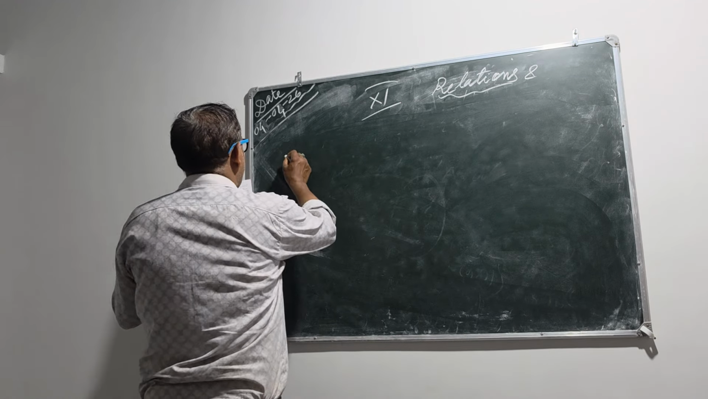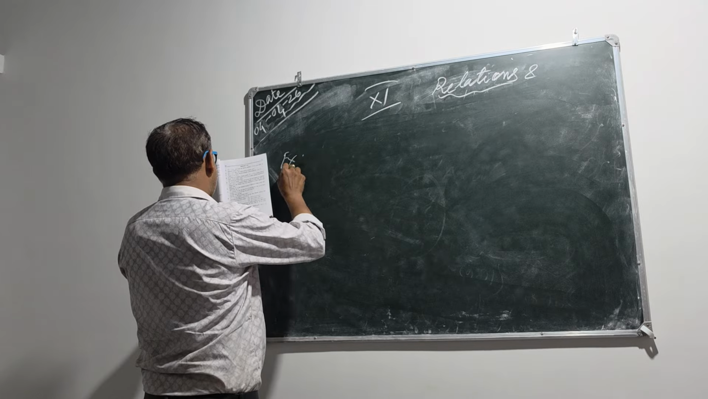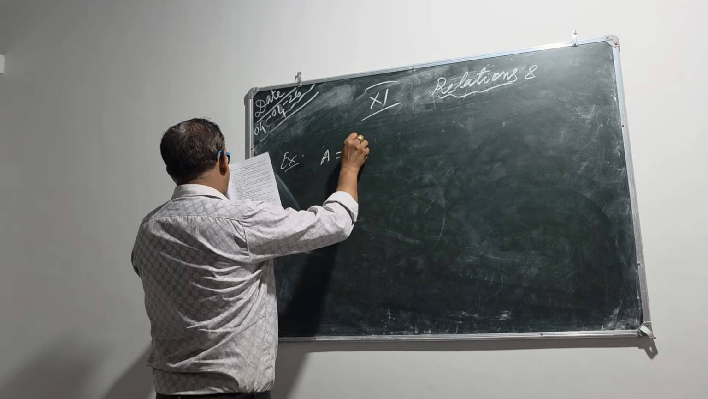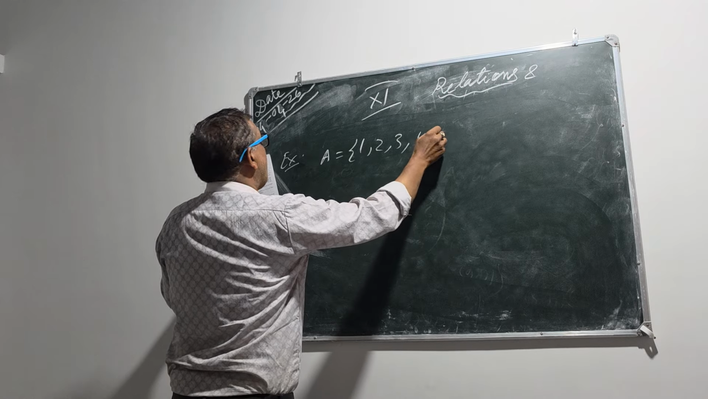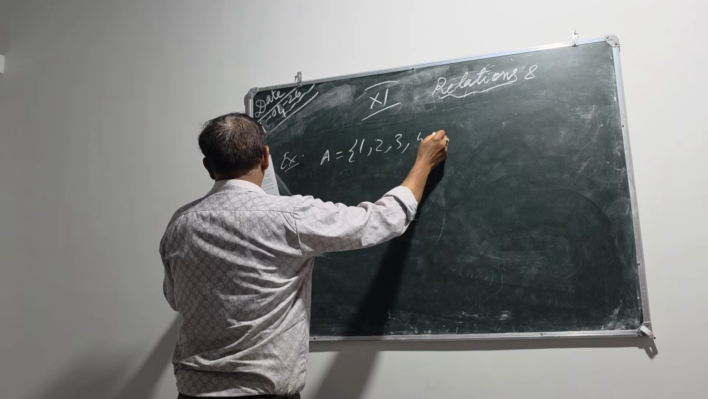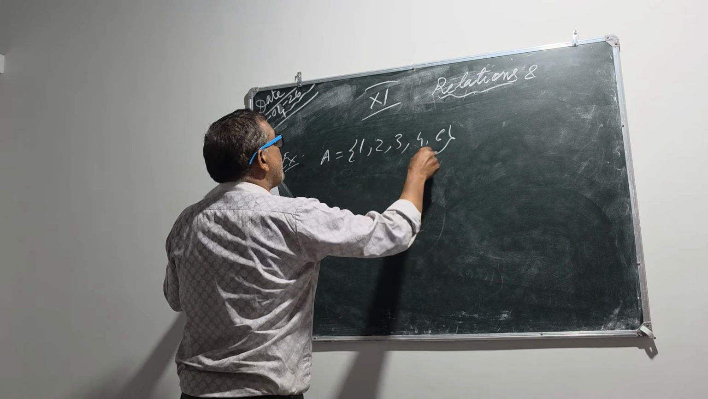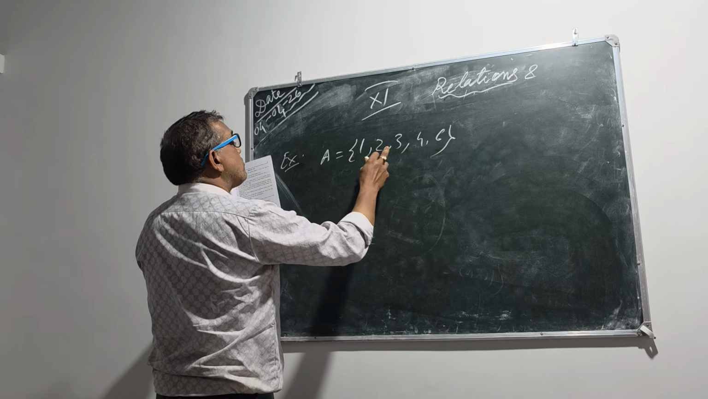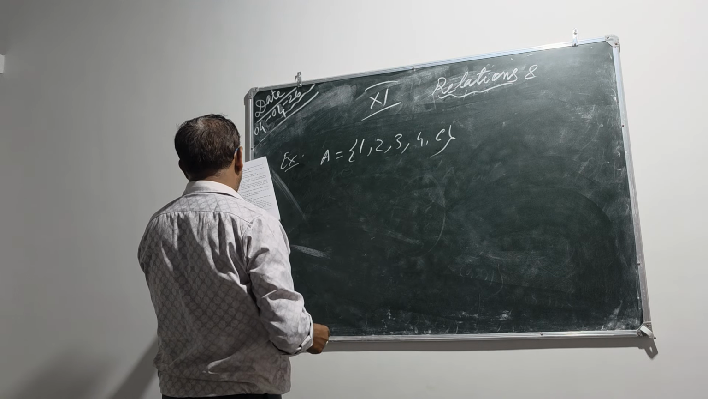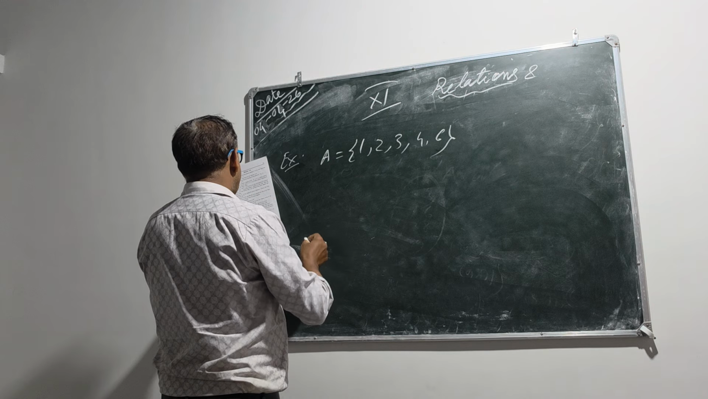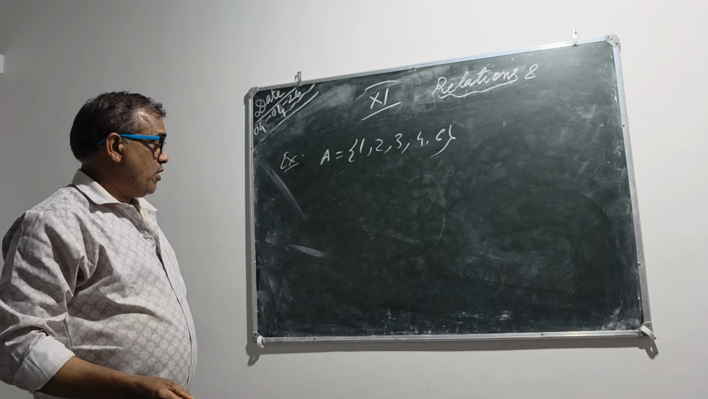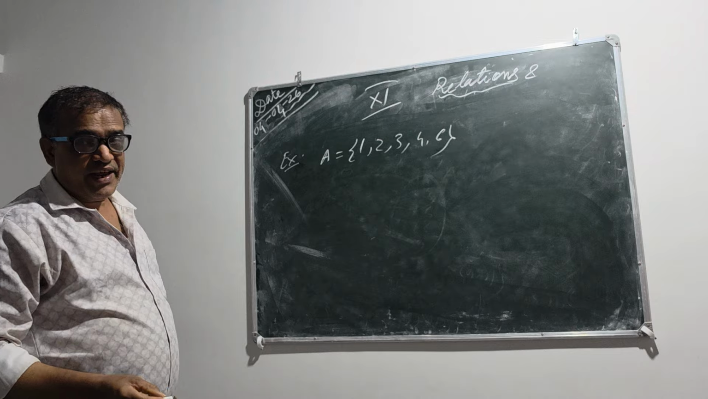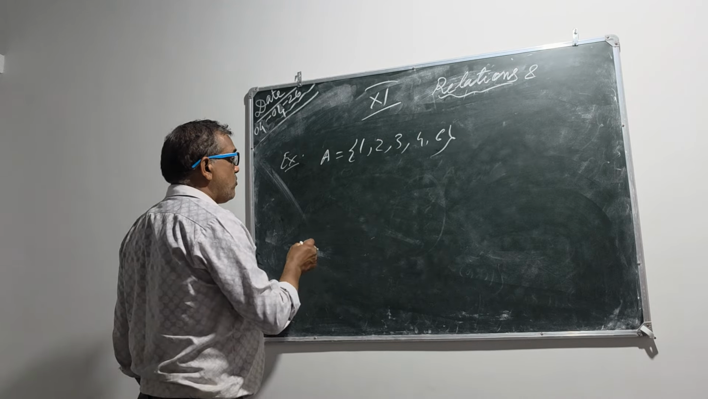So, one problem. Suppose A equals {1, 2, 3, 4, 6}. At the very beginning, we have to find A cross A.